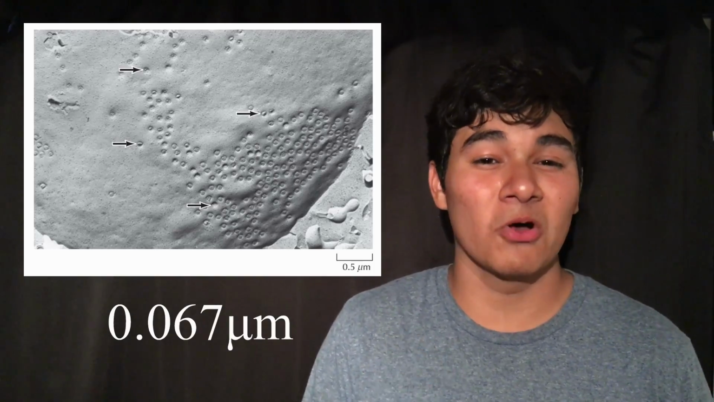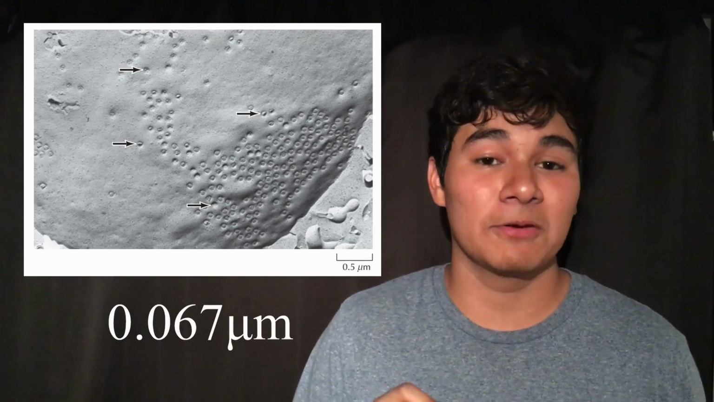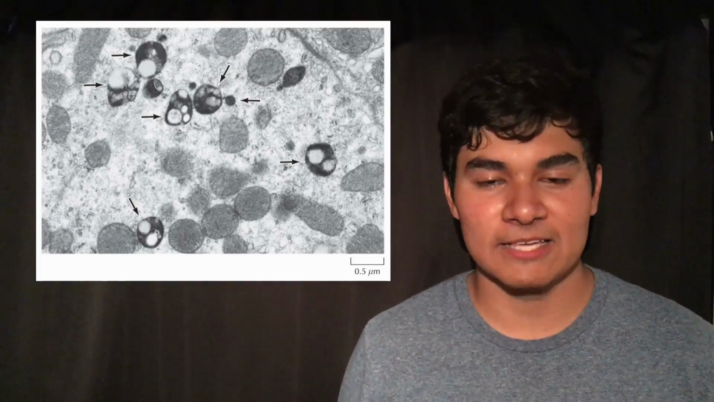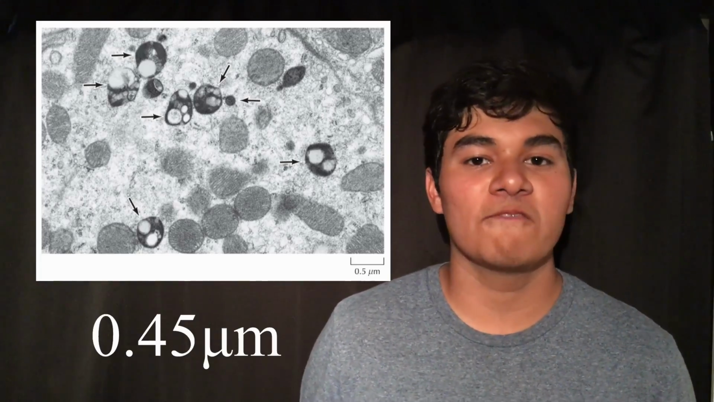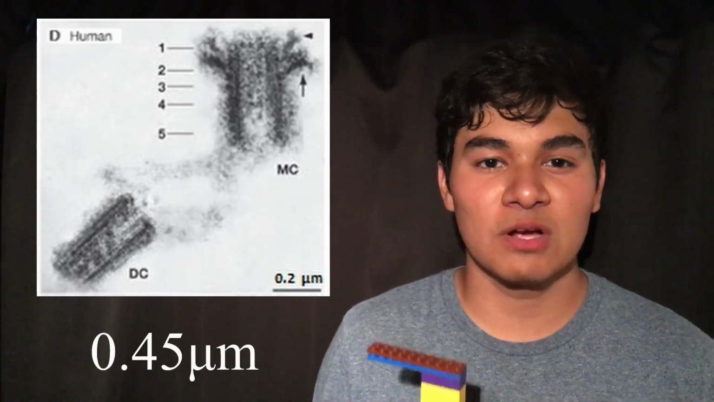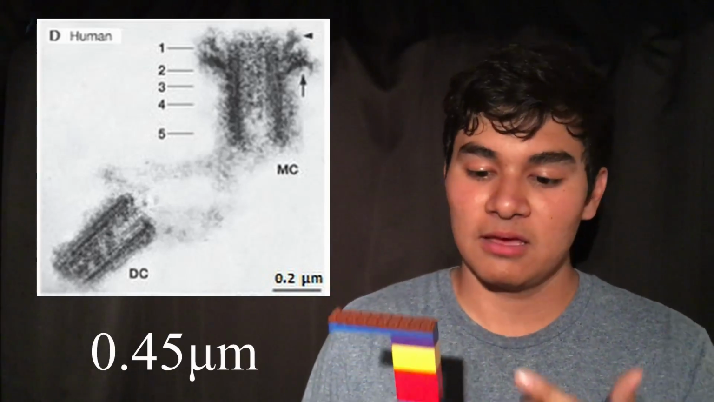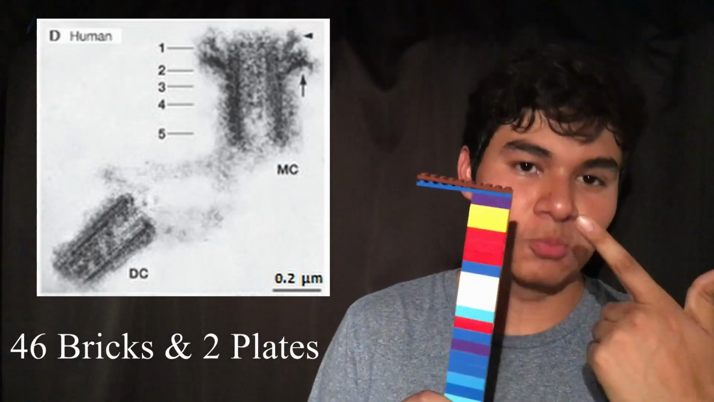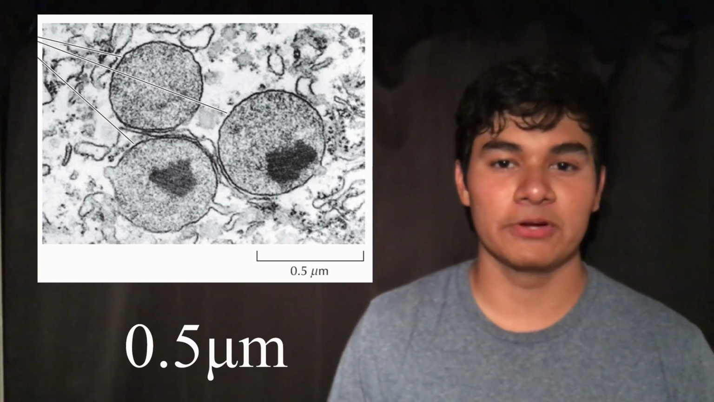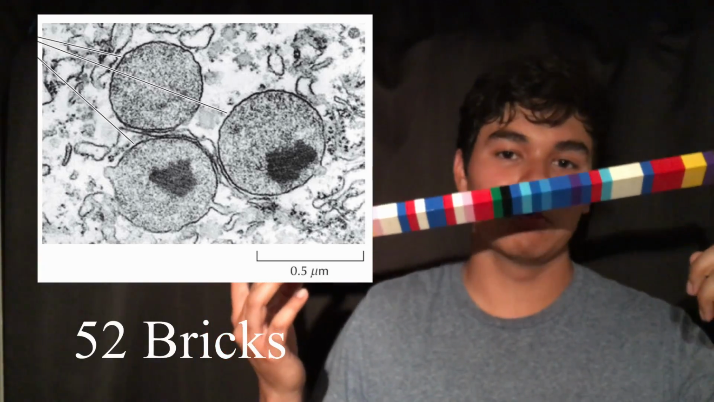Speaking of the nucleus, let's talk about a nuclear pore. They can be as small as 0.067 micrometers, or about 6 Lego bricks and 2 plates. Moving on to something bigger, let's talk about lysosomes. They can be as small as 0.45 micrometers, or about 46 Lego bricks and 2 plates. Next, I'll mention centrosomes, which is roughly about the same size as well, 46 Lego bricks and 2 plates. Next, I'll mention peroxisomes, which I measured out to be 0.5 micrometers, or 52 Lego bricks.